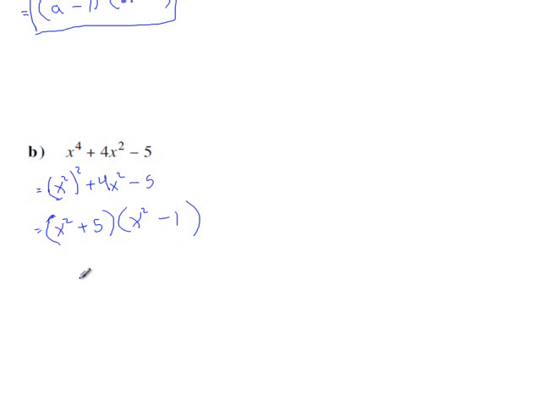Now you're going to look inside each bracket to see whether it can be factored further. So the x squared plus 5, I can't do a thing with that. So leave that as it is. The x squared minus 1, this is the same as x squared minus 1 squared, so that's a difference of squares. And I can factor this as x minus 1 times x plus 1. Look at your brackets again. Nothing else can be factored, so that's your final answer.